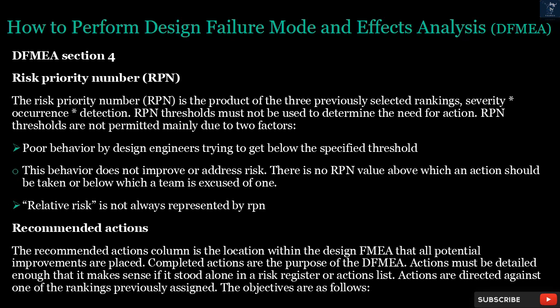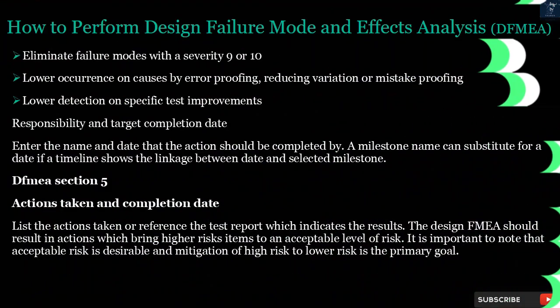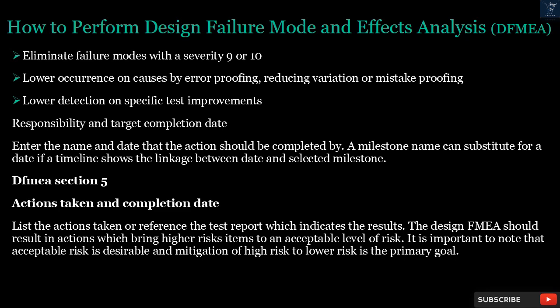Recommended actions. The recommended actions column is the location within the design FMEA that all potential improvements are placed. Completed actions are the purpose of the DFMEA. Actions must be detailed enough that they make sense if they stood alone in a risk register or actions list. Actions are directed against one of the rankings previously assigned. The objectives are as follows: eliminate failure modes with a severity of 9 or 10. Lower occurrence on causes by error proofing, reducing variation, or mistake proofing. Lower detection on specific test improvements.